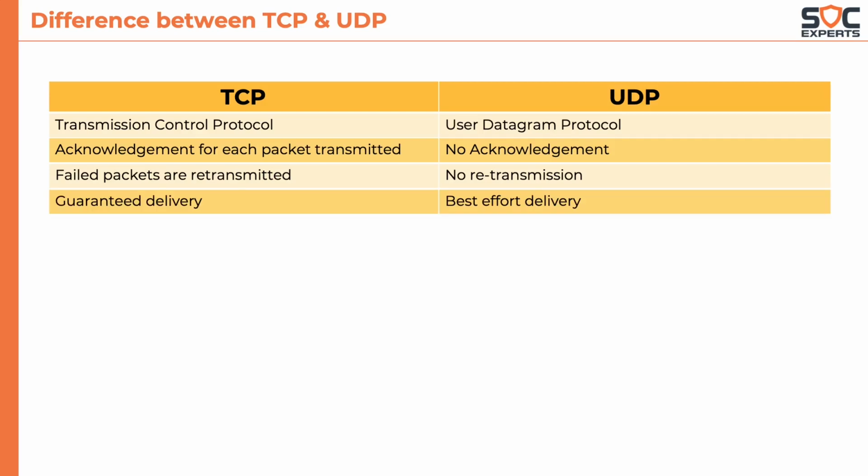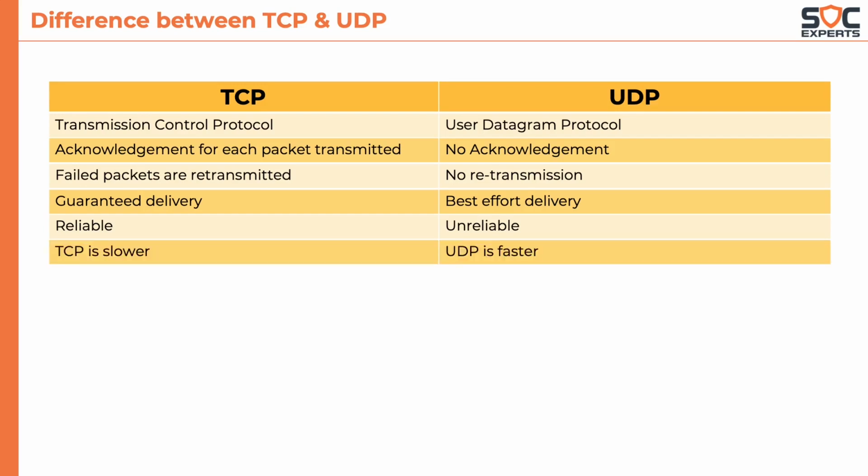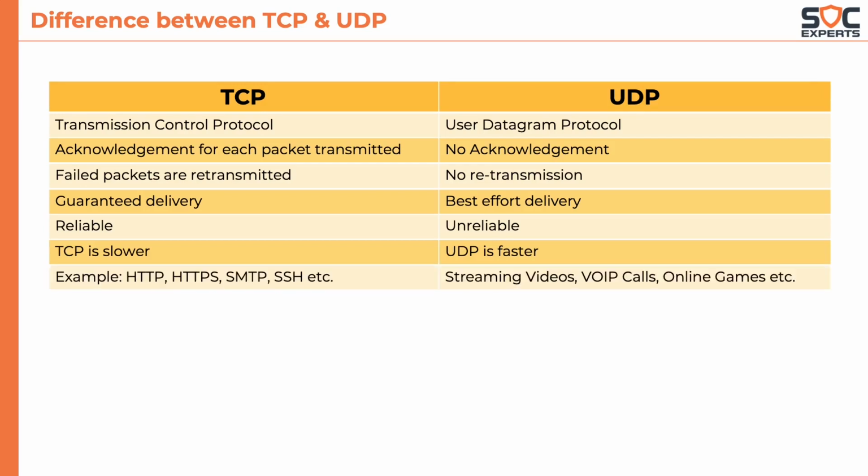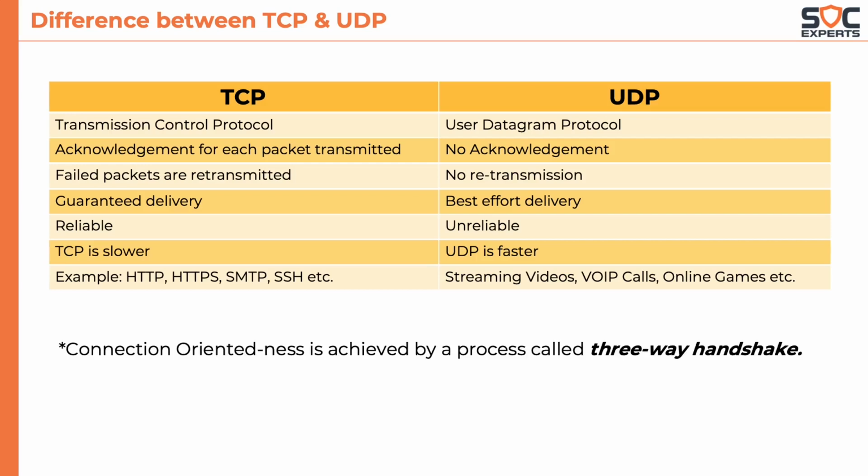TCP assures a guaranteed delivery. UDP is known for best effort delivery. TCP is reliable, whereas UDP is not reliable. TCP is slower because it has acknowledgements, and UDP is faster. Example protocols within the TCP suite include HTTP, HTTPS, SMTP, SSH, etc. For UDP, the protocols include streaming video protocols, VoIP protocols, online gaming protocols, etc. It is worth noting that the connection orientedness in TCP is achieved by a process called three-way handshake.